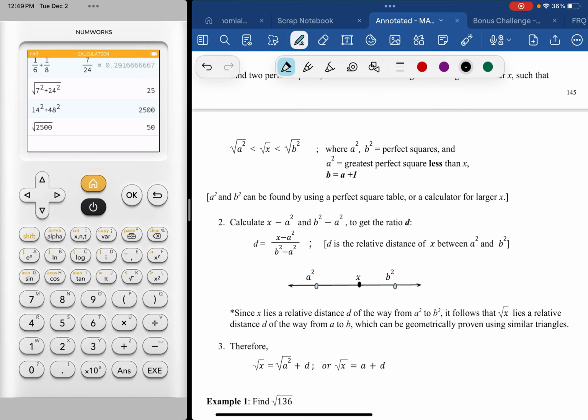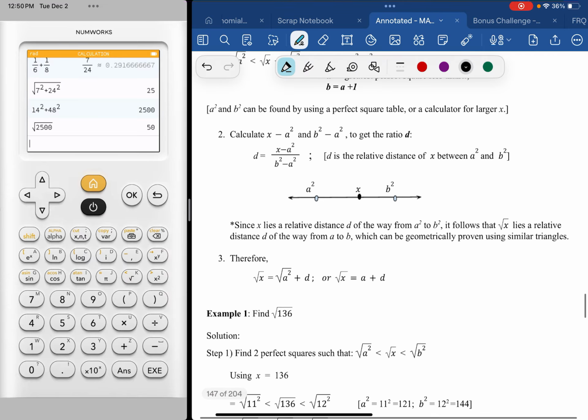We can calculate the x value, x minus a squared, over b squared minus a squared. Right, and I'll kind of justify that in a sec. To get a ratio d, which gives us the relative distance of x between a squared and b squared. That's probably the trickiest part of the whole thing, right?